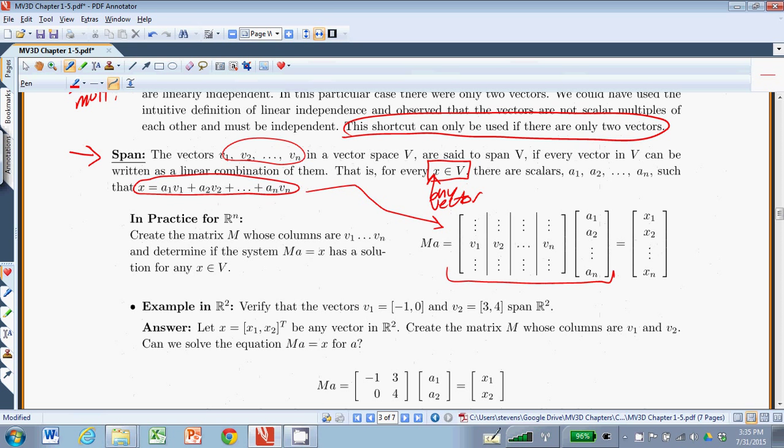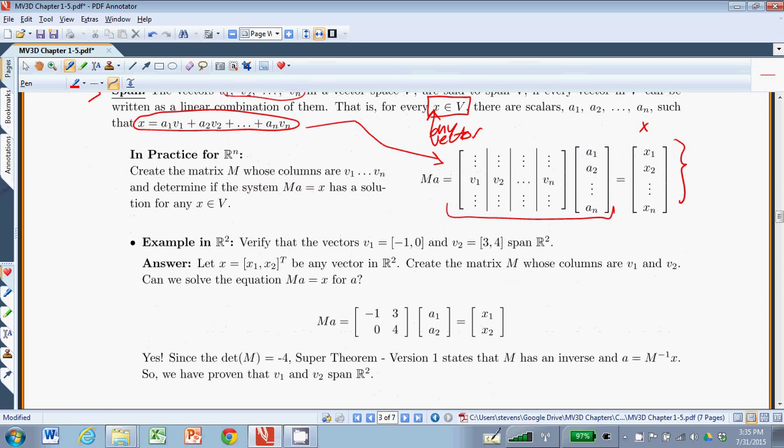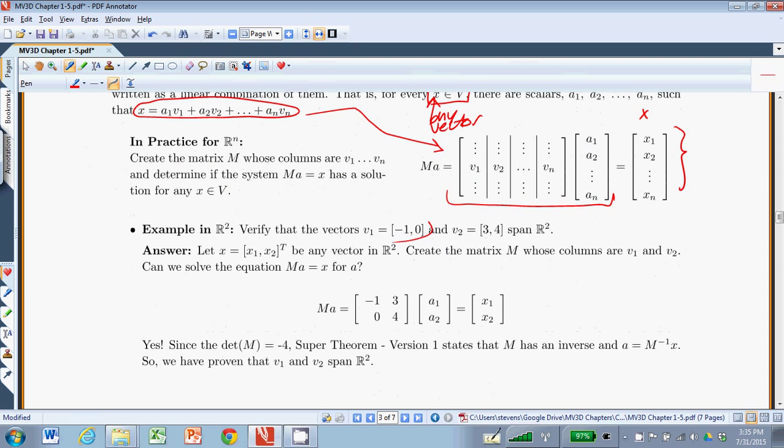And we're going to say any vector x can be written as a linear combination of those vectors. So for example, let's take those same two vectors. I have the vector v1, -1, 0, and v2. Show that they span R2. That means we have to take a linear combination, v1, v2, and I have to be able to hit any vector. I can put anything in there.